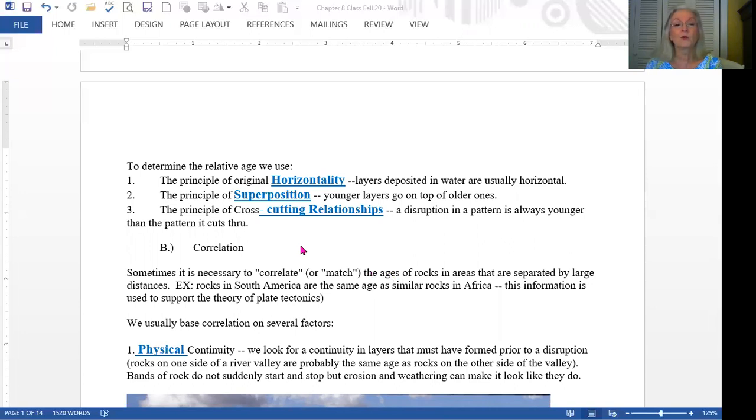So the principle of original horizontality tells you that if you have layers deposited underwater, they're going to be horizontal. Well, that makes sense. In order for sediment to fall out of the water, it has to be calm. There would be nothing there to disturb it and keep it agitated. And so the heavy stuff would go down first, and then the next layer would come on top of that, and it would just keep falling down.